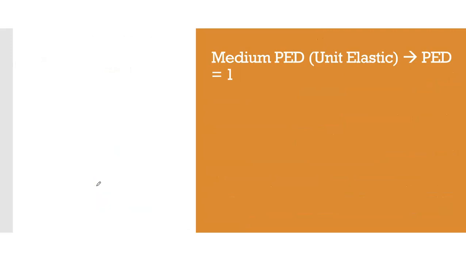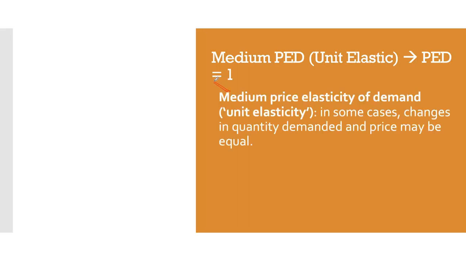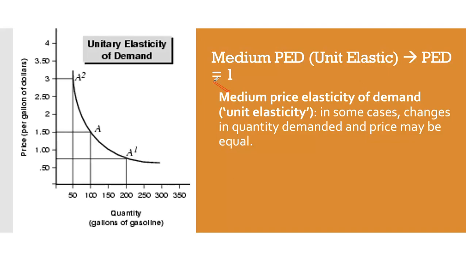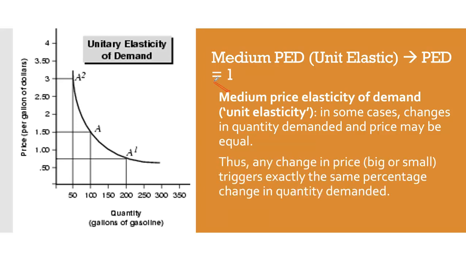Now we can have lots of different other types of elasticity. Medium or unit elastic is when price elasticity of demand equals 1. This is where the quantity demanded and price changes are equal. And the supply and demand curve will look something like this. We don't need to really focus too much on that, but understanding that it exists is important. There will be the exact same amount change of percentage of price in quantity demanded. So if price halves, quantity demanded will double.